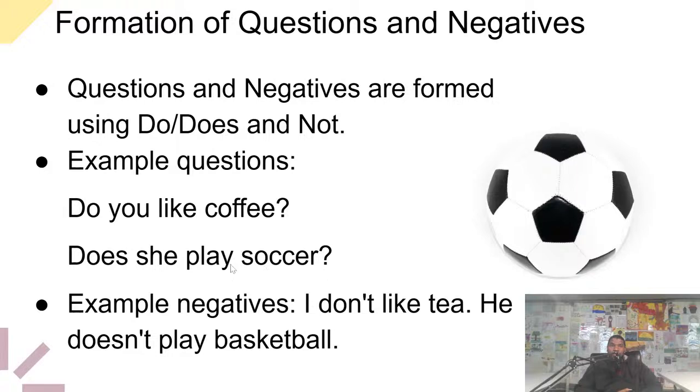You don't play soccer. We don't like coffee. They don't play soccer. Notice I, you, we, and they. He doesn't play basketball. Now we get into the he, she, and it. So instead of don't, we now have to say doesn't or does not. He doesn't like coffee. She doesn't play soccer.